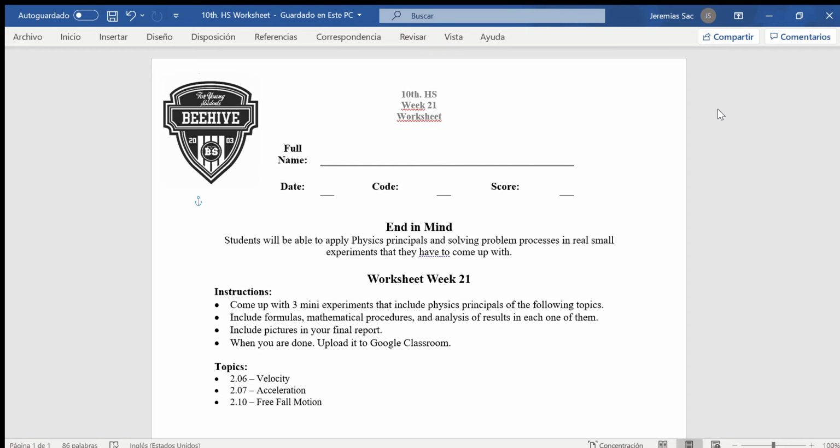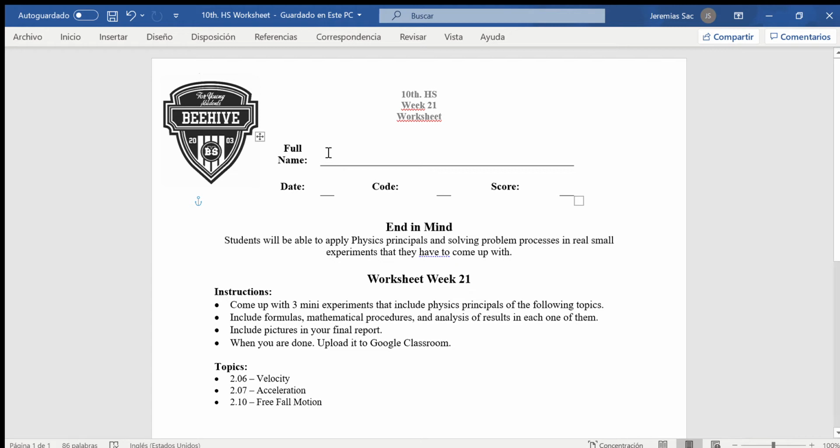Today, we are going to be completing a worksheet that you have to upload later on to Google Classroom. All the information that you need is found here. But of course, if you have any questions, you can always contact me in Google Classroom.